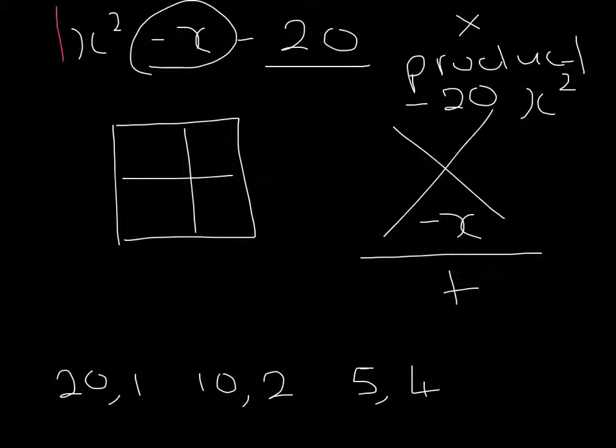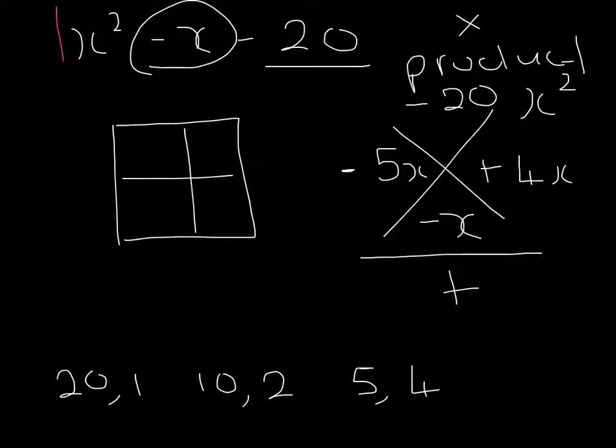So 5x and 4x are going to multiply together to give us 20x squared. But we've got minus 20, so that tells us that one of those terms has to be positive, one of those terms has to be negative. So we want to end up with minus x, so if we have minus 5x plus 4x, that's going to give us minus x. Minus 5x plus 4x gives us minus x, and minus 5x times plus 4x gives us negative 20x squared.